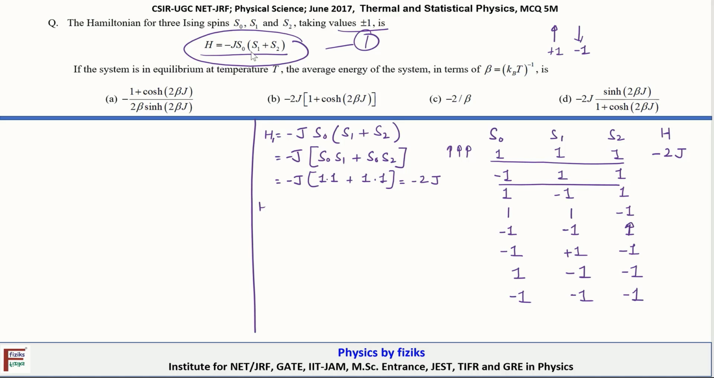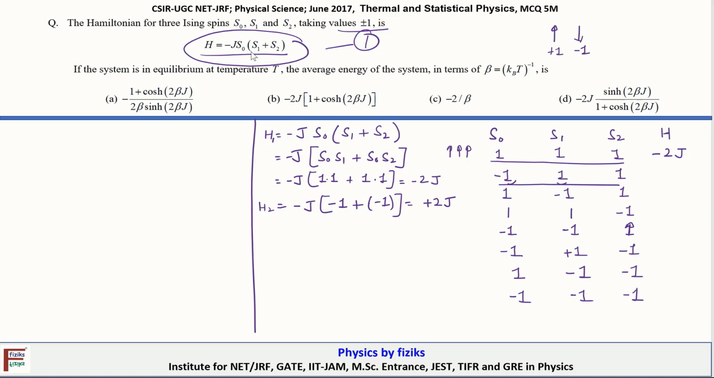Now for the second case, which I'm calling H2, the corresponding interaction energy will be minus J times S0 S1. S0 and S1 will give minus 1, plus S0 S2, minus 1 multiplied by plus 1, again another minus 1. So minus 1, minus 1, that is minus 2, and then multiplied by minus J, that will give us plus 2J. This way we can work out the corresponding interaction energy for the rest of the cases.